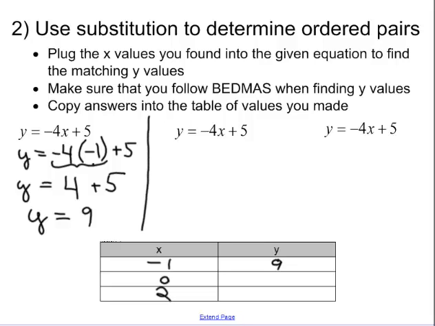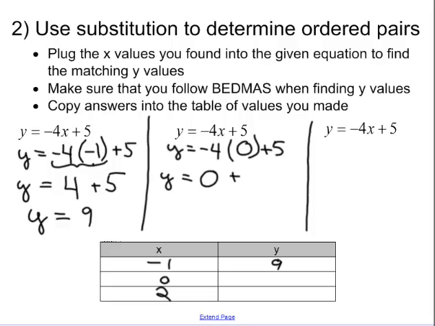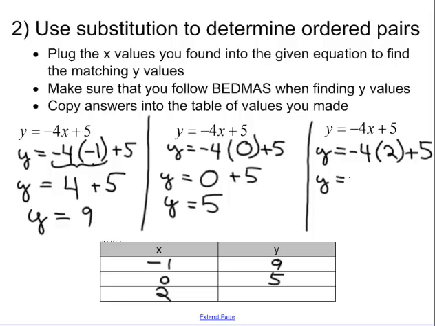So we're going to do the same thing. y equals negative 4x. This time our x value is 0, plus 5. You do your multiplication first. Negative 4 times 0 is 0, plus 5, and y equals 5, as you can see. Lastly, we're plugging in the 2. Negative 4 times 2 is negative 8, because we know that a negative and a positive equals a negative. And negative 8 plus 5 is negative 3.